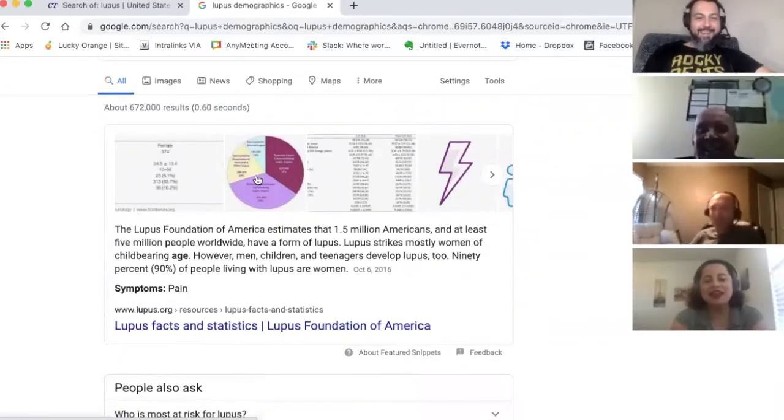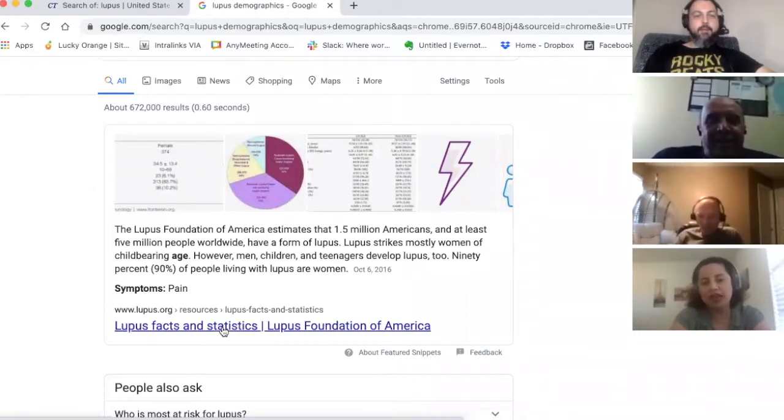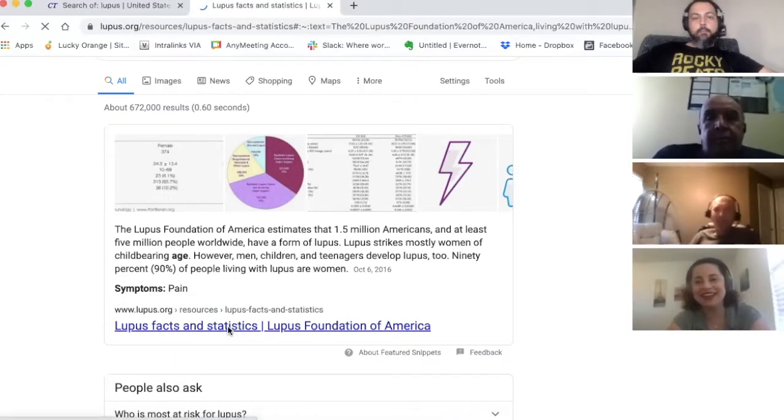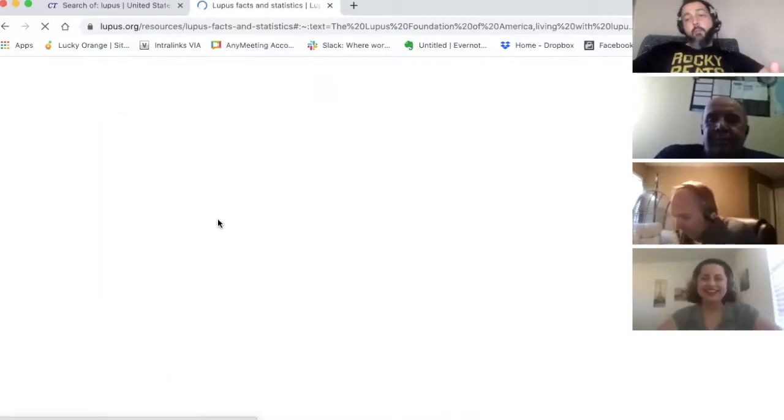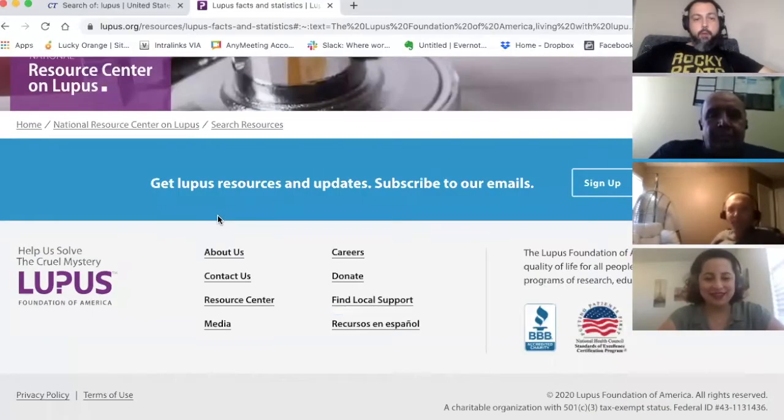Then you get all the facts and statistics, so we know which group is more affected, and what age. The Lupus Foundation of America estimates that 1.5 million Americans and at least 5 million people worldwide have a form of lupus. Lupus strikes mostly women of childbearing age. However, men, children, and teenagers develop lupus too. 90% of people living with lupus are women. Oh, see, I didn't know that. I would have never known that. That's why we picked the one we don't know, Chris. There's only room to grow.